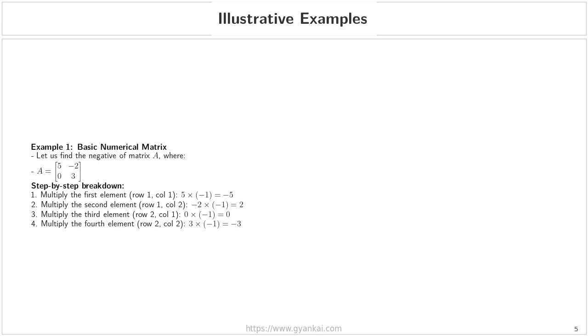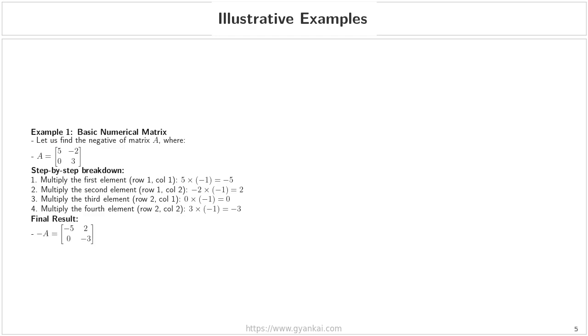And finally, for the element in the second row and second column, 3 multiplied by -1 gives us -3. By placing these resulting values into a new matrix of the same order, we arrive at our final result. Negative matrix A is a 2 by 2 matrix containing -5, 2, 0, and -3.